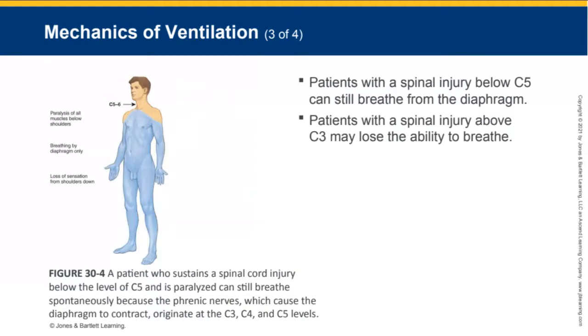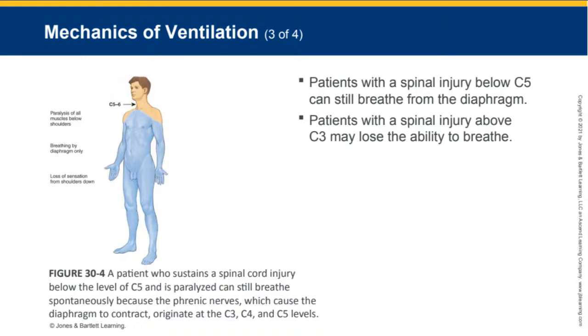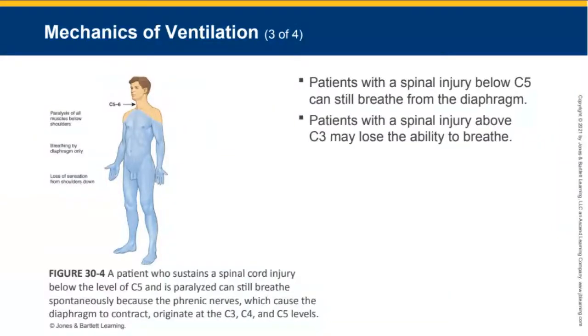Now, patients with a spinal injury below C5, cervical vertebra number 5, can still breathe from the diaphragm. So if the injury is below C5, the patient can have paralysis, such as quadriplegia, which is paralysis of the four extremities, hemiplegia, or paraplegia.